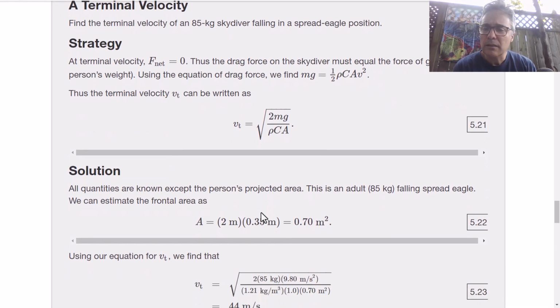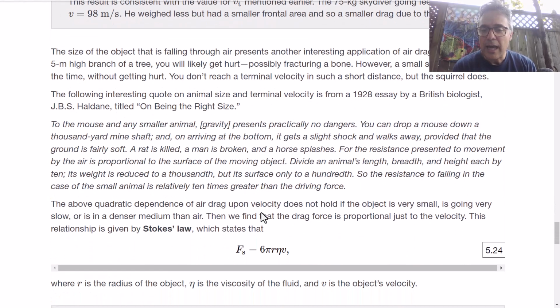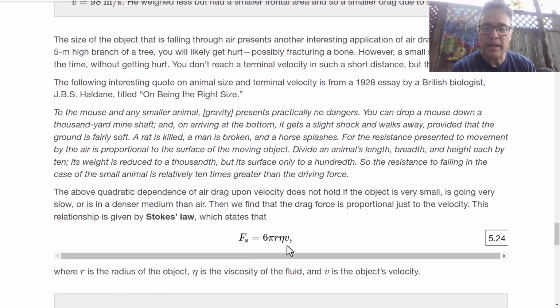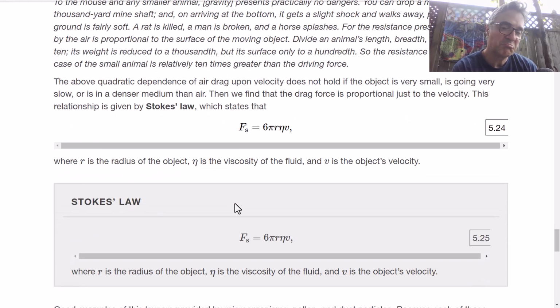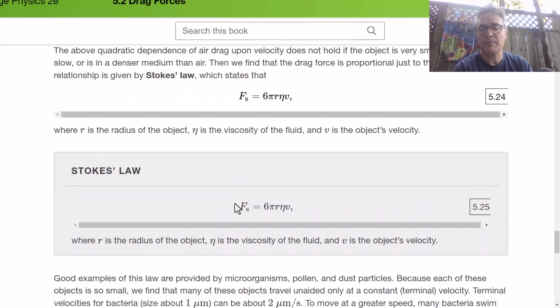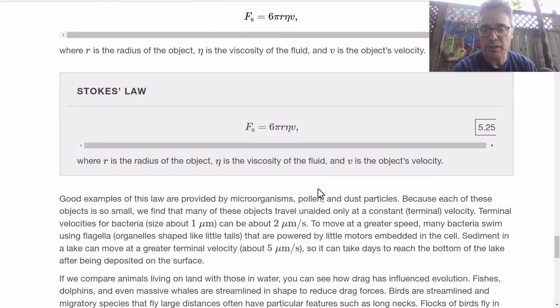Okay, so that's really the only thing you can do. And then there's another equation for drag force that's dependent on v. This is for when the object is very small or going slow, or sorry, that's my neighbor's dog. There's a squirrel. Or is in a denser medium than air. So this is Stokes' law. Like if you're going through honey or something like that, then the drag force is proportional to speed.